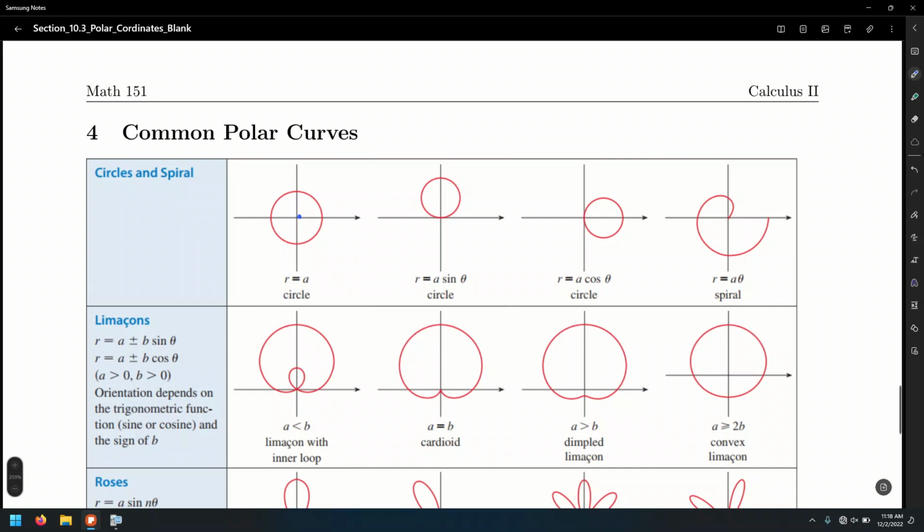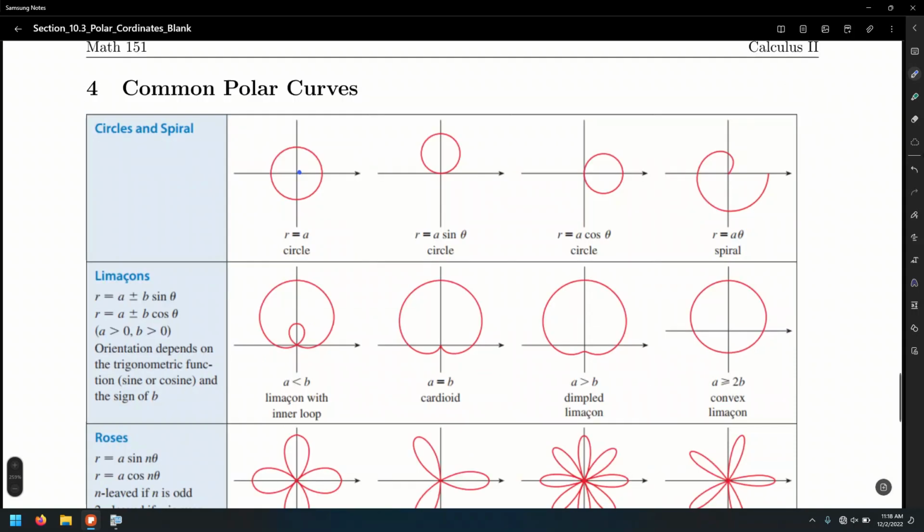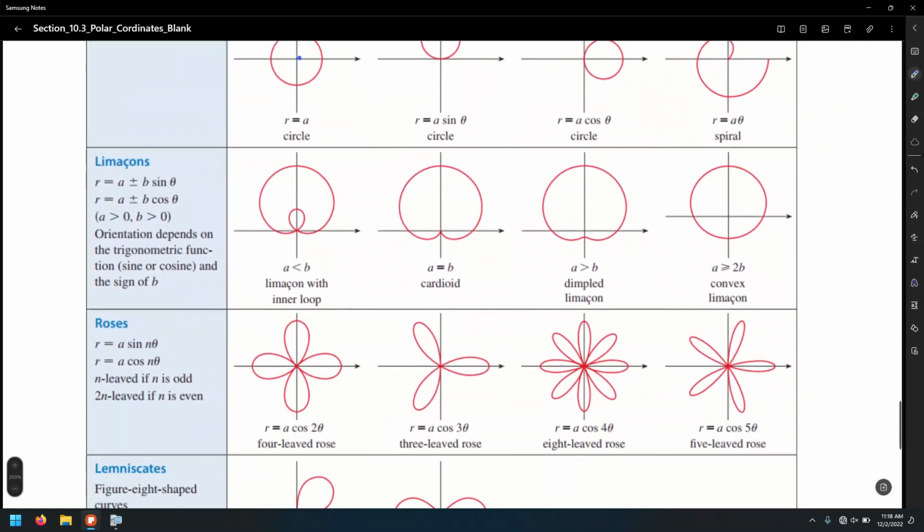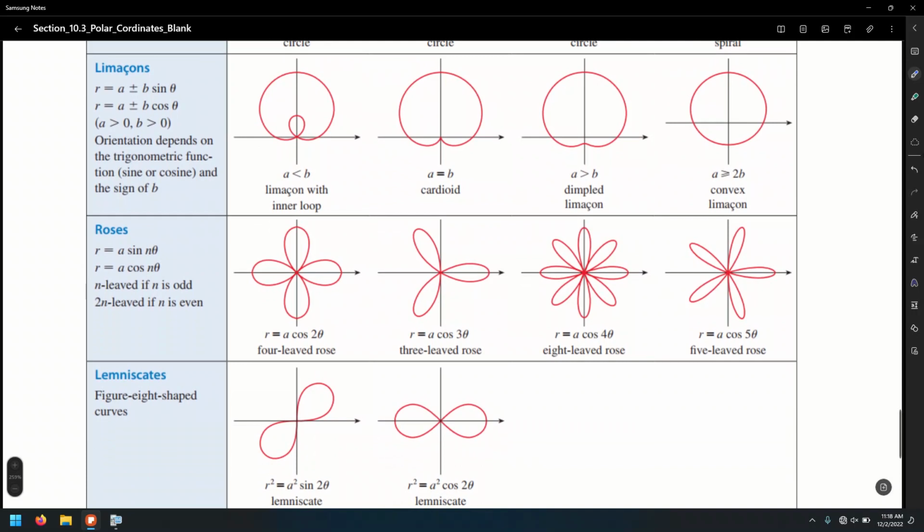The next classification of polar curves are the ones we call limaçons, and the cardioids fall into that category. They're called cardioids because it looks like a heart, all right? But not quite like a heart. And then we have the roses, and the roses are the pretty cool ones, and there's a pretty cool pattern recognition for this.